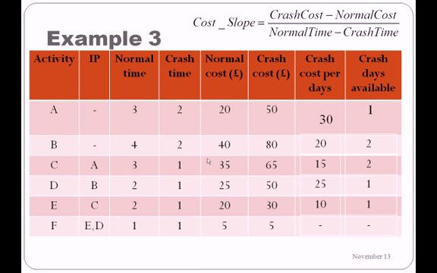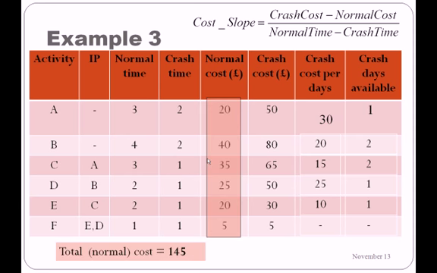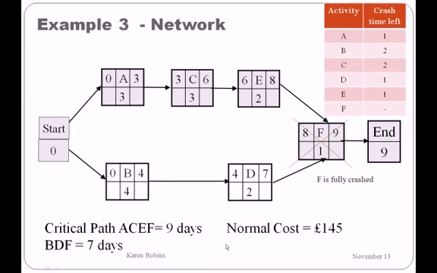So now let's look at the normal cost. The normal cost is the cost of doing all the activities in the project. So we simply add up the normal cost column, 20, 40, 35, 25, 20 and 5, and this gives us a total of £145.